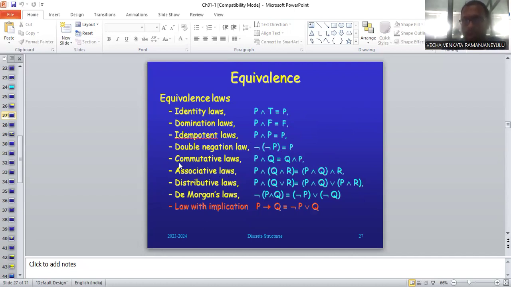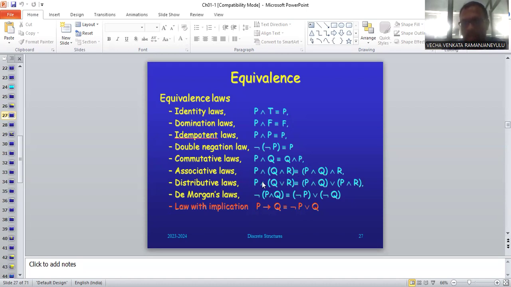Next, associative law. P and Q and R. Here P and Q and R means A and B and C like that. A and B and A and B and C. Same here also, associative law. P and Q and R is equivalent to P and Q and R.